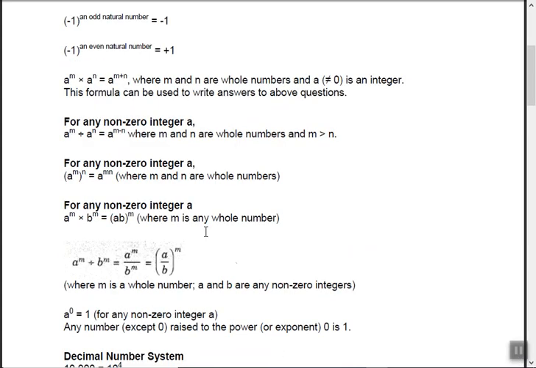Okay. Let's study these laws of indices. a raised to m into a raised to n equals a raised to m plus n, where m and n are whole numbers and a, not equal to 0, is an integer. Remember, this should be an integer. So a raised to m into a raised to n means what?